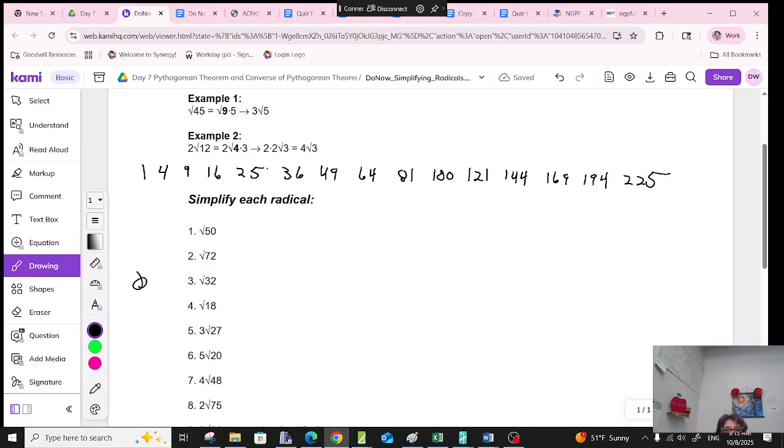And 1, 2, 3, 4, 5, 6, 7, 8, 9, 10, 11, 12, 13, 14, 15. Yes. So these are the perfect squares from 1 through 15. Everybody understand where I got those numbers? I just multiplied them by myself in my head.